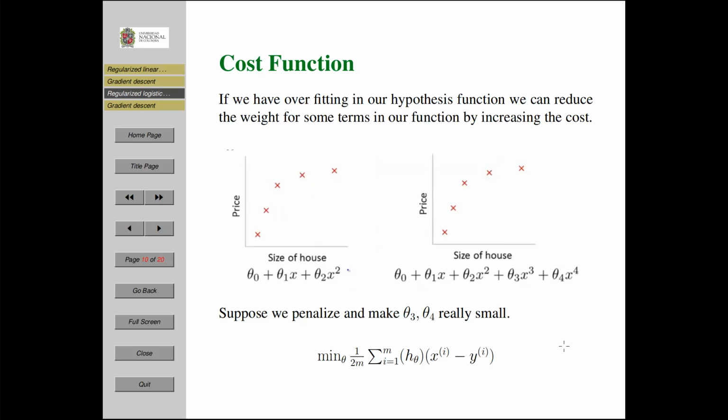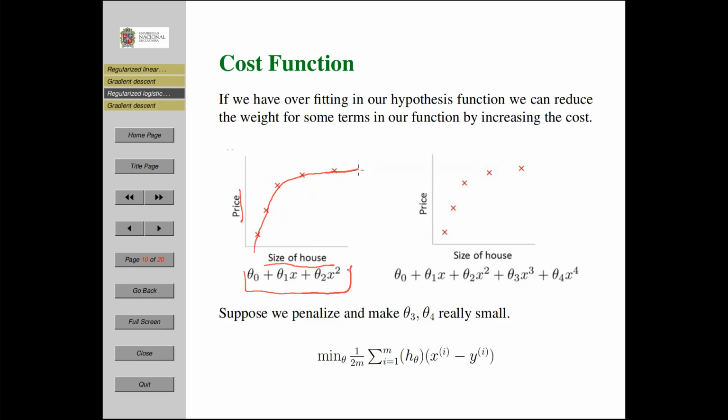The next topic in regularization is the cost function, and I'm going to show you how it changes and why. For example, if we have data with the price of a house based on the size of the house, we might think of a quadratic function like this to predict the prices. And we end up with a curve like this.